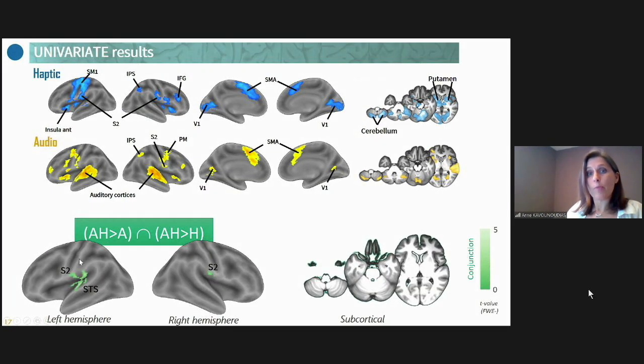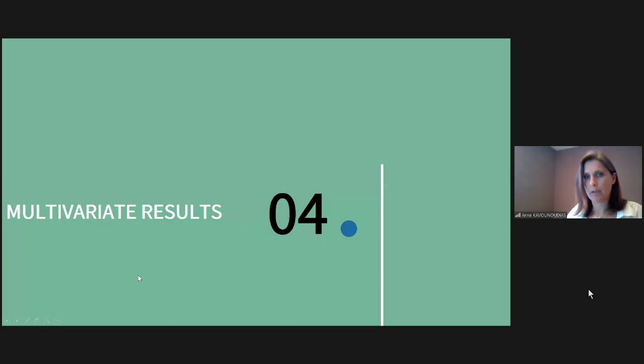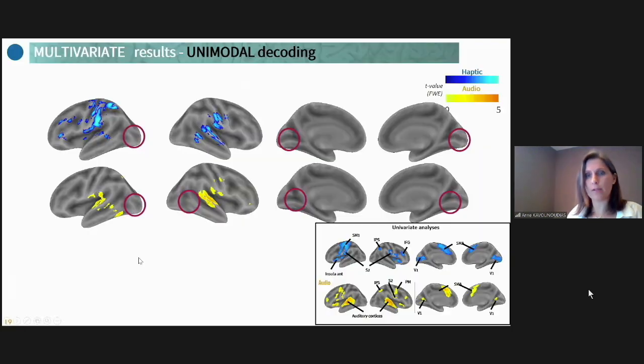So by contrasting the bimodal condition with the 2 unimodal conditions, we found that the superior temporal sulcus and S2 were specifically more activated during the bimodal condition, suggesting that this region may host audio-haptic interaction. However, based on this univariate analysis, it is not possible to determine whether this response increase is specifically related to texture processing. To answer this question, we did multivariate analysis, and here are the results.